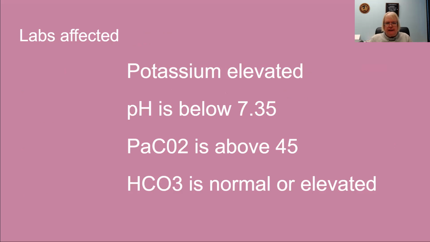So the labs that are affected here: potassium is elevated, the pH is below 7.35, the PaCO2 is above 45. Remember, they're switched. 45 and above is acid, 35 and below is alkalosis. And then the bicarb is normal or elevated.